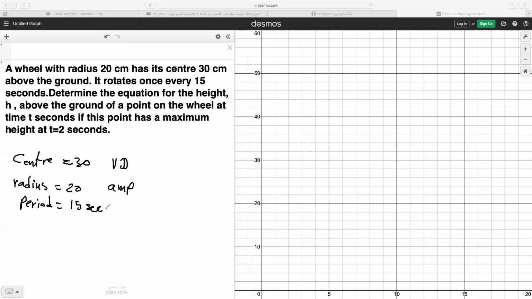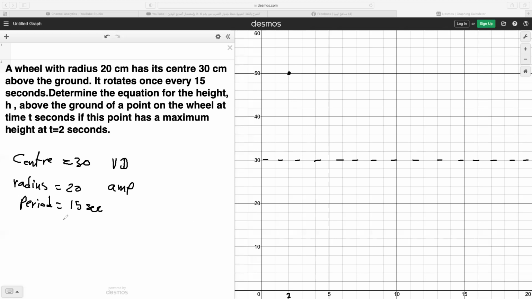Okay, so let's put this stuff on the graph. I think it'll be a good idea to draw my center line, which is at 30. So my center line is right there. Now at t equals 2 seconds, it has its maximum point. My center line is at 30 centimeters and the radius is 20, so it's going to be 20 above 30 and 20 below 30. And it's at 2 seconds, so 2 is right here. I'm going to have my maximum, which is going to be at 50.